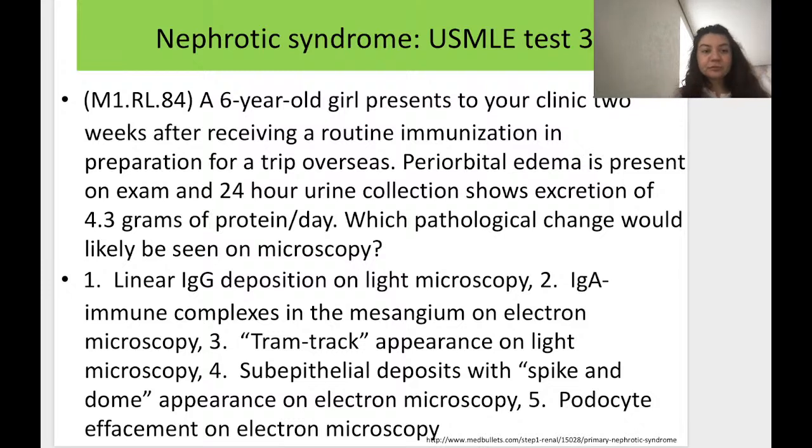First option. It is linear immunoglobulin G deposition on light microscopy. Second, immunoglobulin A immune complexes in the mesangium on electron microscopy. Third, it is tram track appearance on light microscopy. Fourth, subepithelial deposits with a spike and dome appearance on electron microscopy. And fifth one, it is podocyte effacement on electron microscopy.